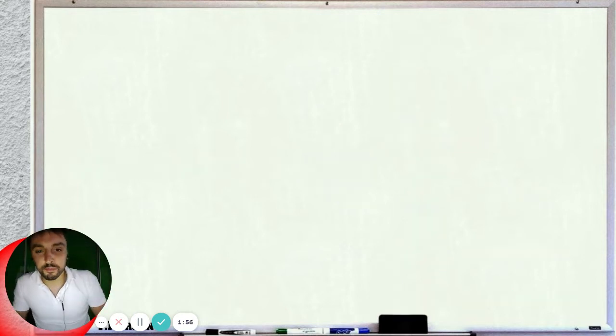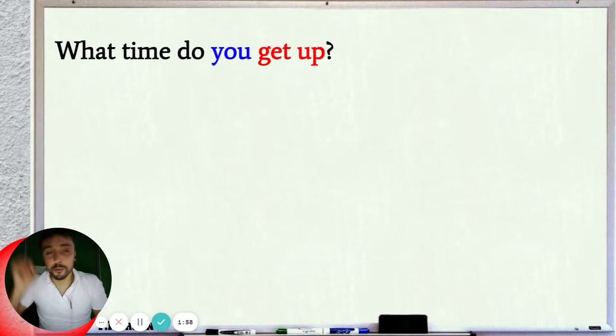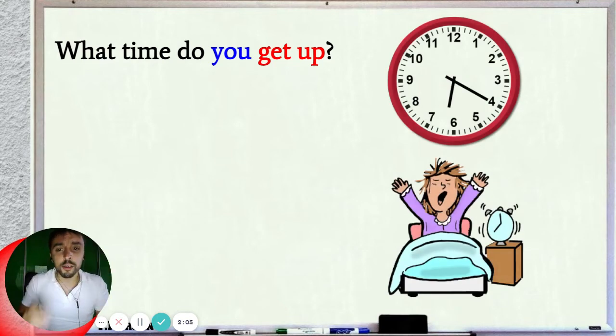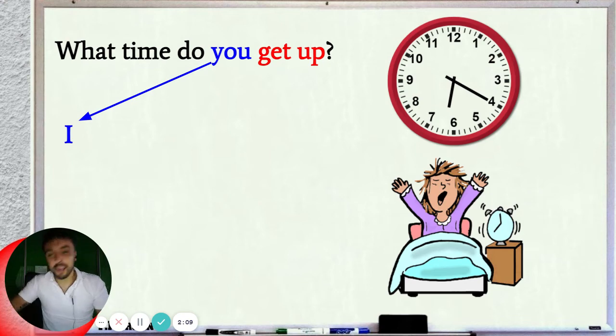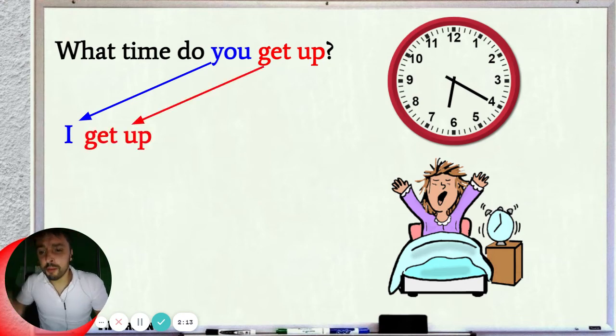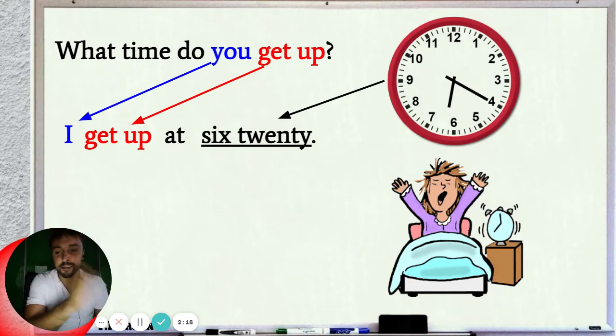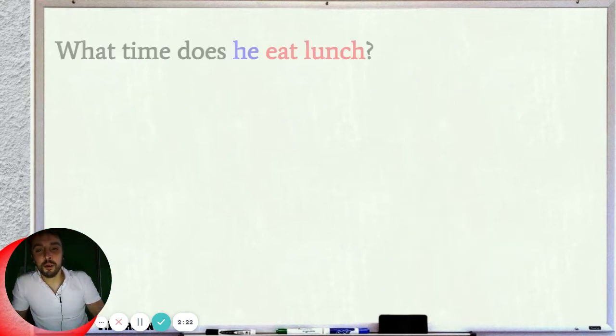Okay, next up, let's go over the answers. What time do you get up? So we have our verb, we have our clock, we take our pronoun first. You changes to I. I get up. What time do you get up? I get up at 6:20. I get up at 6:20. Easy peasy.